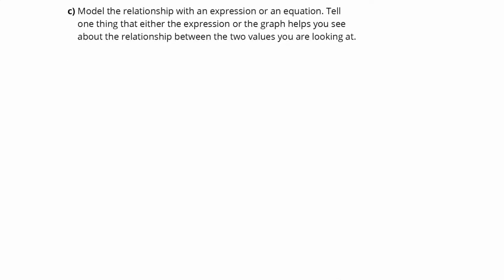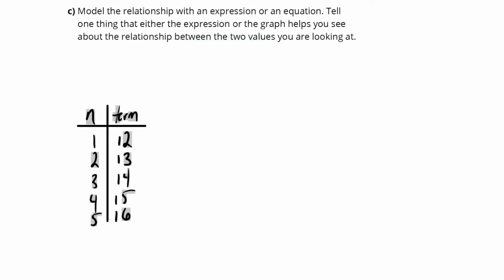And for part C, it wants us to model the relationship with an expression or an equation. So I've brought over the table that we had on the previous page. And if we look at it, we can see that each interval here is going up by 1. Not surprising, as we saw that in the table. So that means if we start with our equation, we're going to have n plus 11. And if we want to just check that out, of course, when n is equal to 1, then this expression would be equal to 12. When n is equal to 2, we'd have 2 plus 11, which would give us 13.